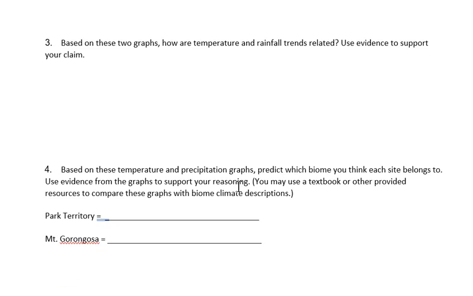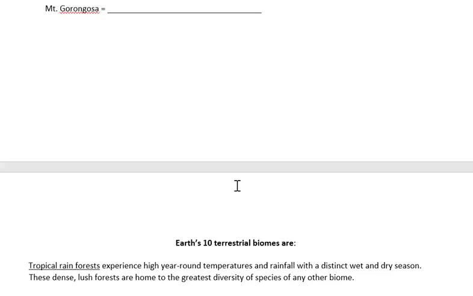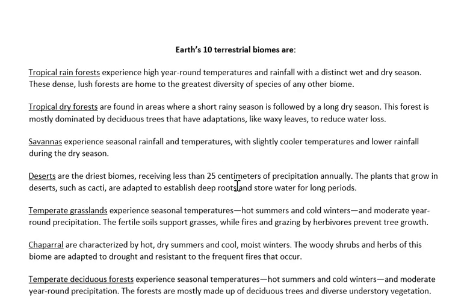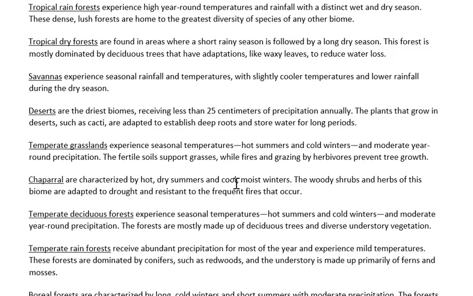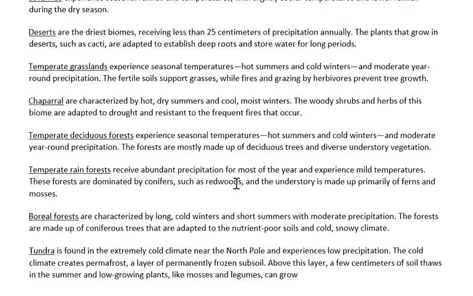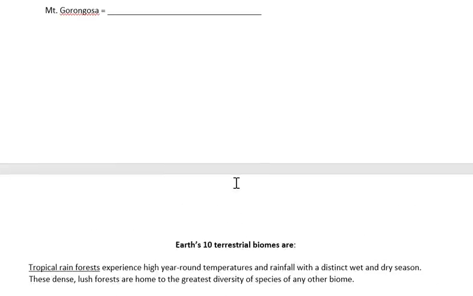Then you're going to have a list, and I'll show you where that is. The list is on here. You have Earth's 10 terrestrial biomes. Now there are also water biomes, like the ocean and so on, but Gorongosa is not an ocean. So these are your 10 choices for biomes when you're looking at the two.